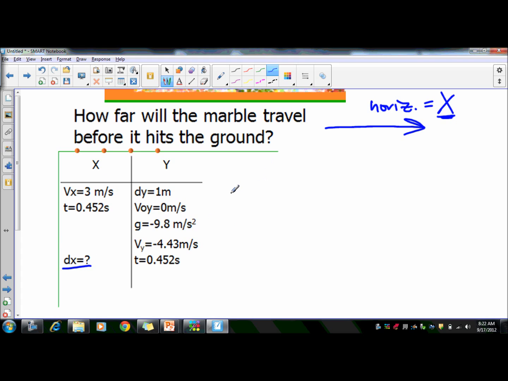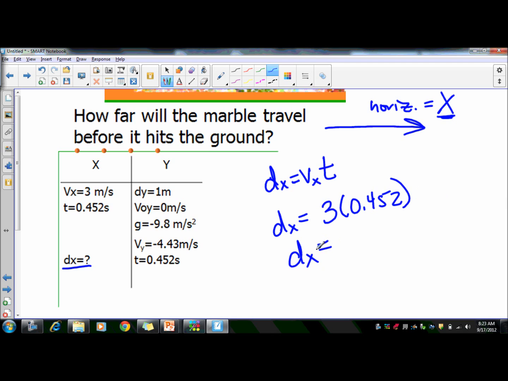So we're going to use our only equation in the x, which is dx equals vx t, and we're going to plug everything in. So dx equals 3 times 0.452, and so we get a dx of 1.356 meters. So it'll go a little over 1 meter outward as it was launched horizontally.